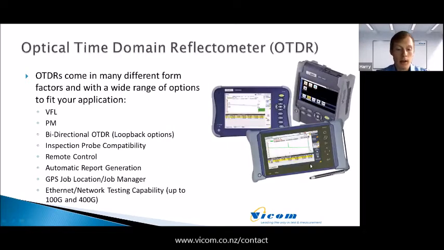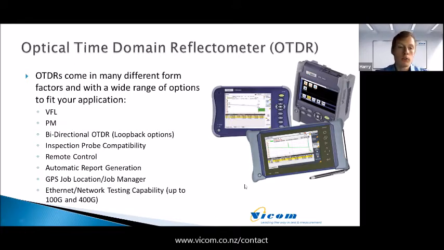Okay, so that sort of covers the basic tooling and test equipment we use. Now we're going to chat about optical time domain reflectometers, or OTDRs, a little bit more in depth. And these are probably some of the more comprehensive tools most fibre technicians will work with on a daily basis. So OTDRs come in many different form factors and with a whole range of options, which will obviously need to be customized depending on the particular application you're working on.